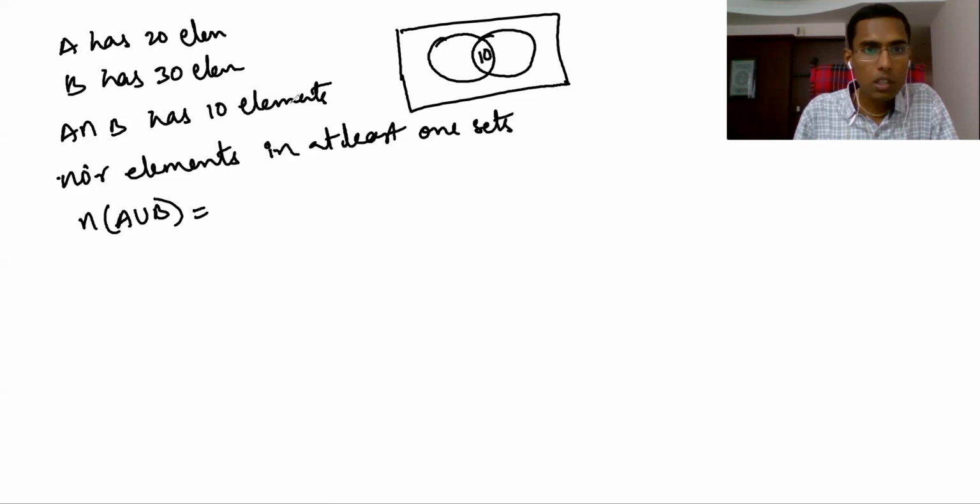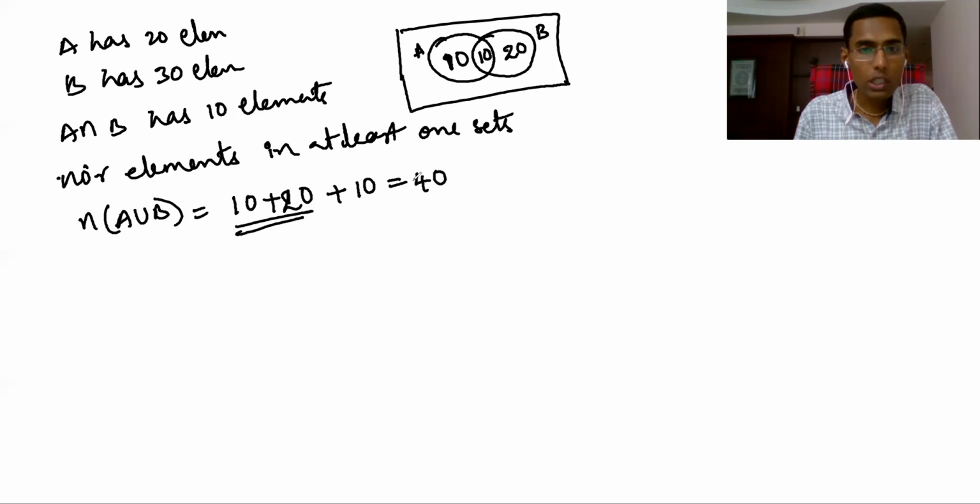A intersection B is 10. Here this total A is 20. Here 20 minus 10 is 10. So now you see A has 20 elements. Now B has 30 elements, out of which 20 if you write here. So now N of A union B, at least one set, means exactly one set is 10 plus 20. 10 plus 20 means exactly one set. Both sets, two sets means 10. So therefore what is the answer? Answer is 40.